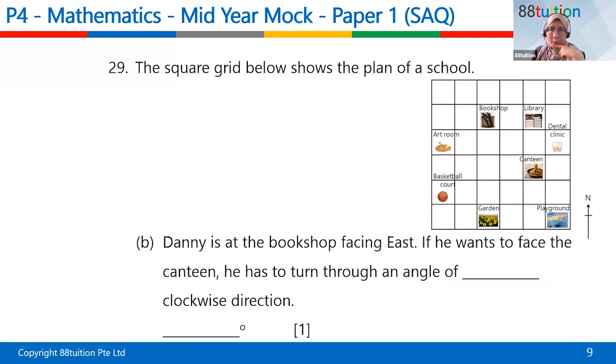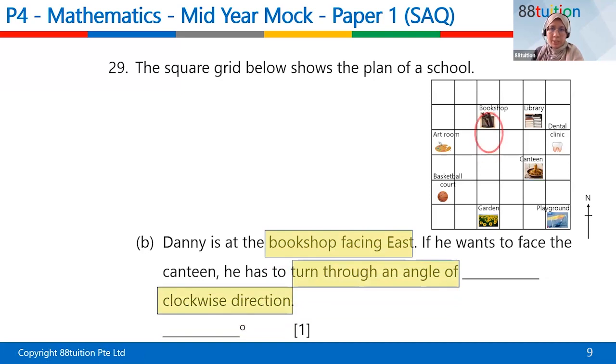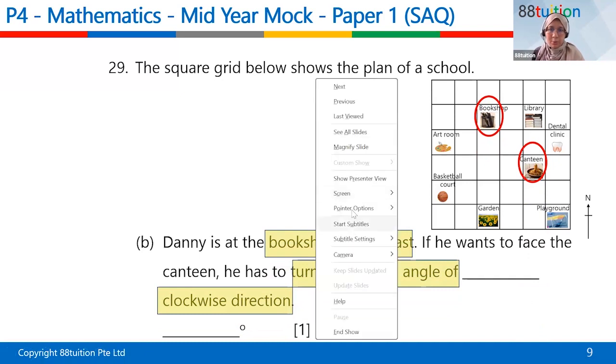The square grid below shows the plan of a school. Do you see the school? Danny is at the bookshop facing east. If he wants to face the canteen, he has to turn through an angle of what in a clockwise direction? Okay, so he is at the bookshop. Let's identify where the bookshop is. It's over there. Please circle if you have your paper with you, so circle that. That's the bookshop. And he is facing east. Okay, which direction is he facing? Wait, let me circle this one first. Canteen. Okay, you're supposed to look at the canteen.